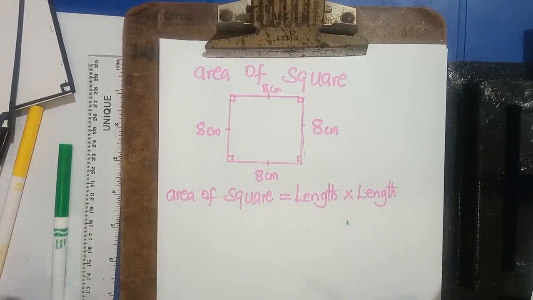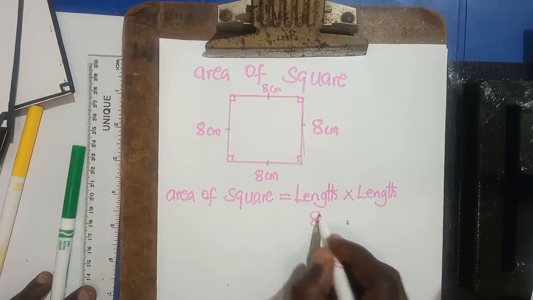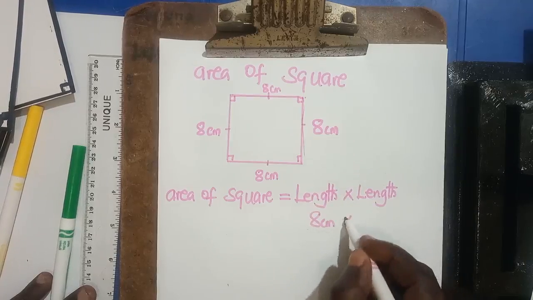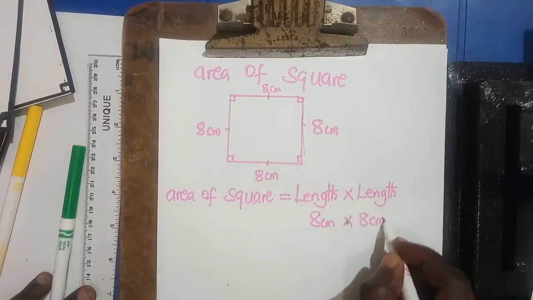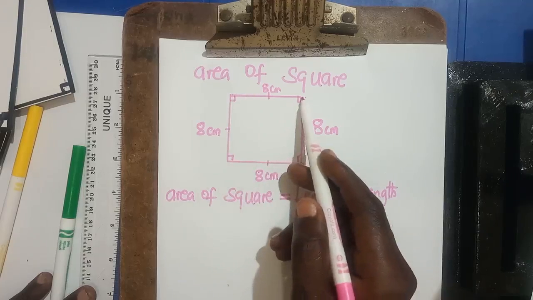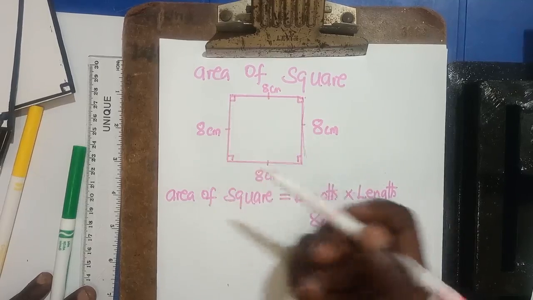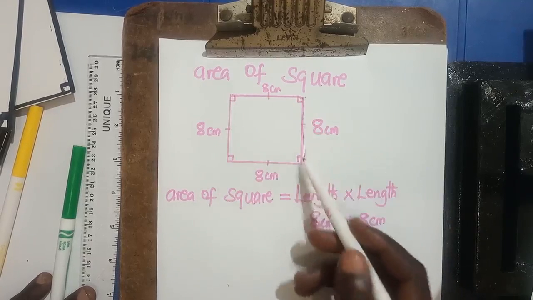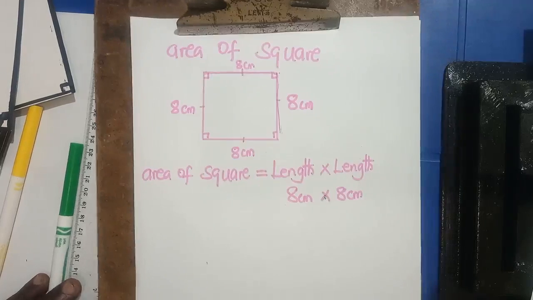All of them have the same measurements, so we cannot change the words. In this case, we just pick this line, which is 8 centimeters. We'll multiply with this side, which is also 8 centimeters. Remember, you are not supposed to multiply all of these figures, even though here I've written 8, 8, 8, 8. You just pick this side and the sideways side. Now, I hope you are also multiplying together with me.